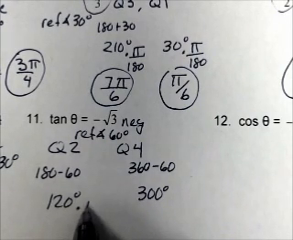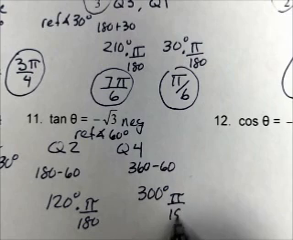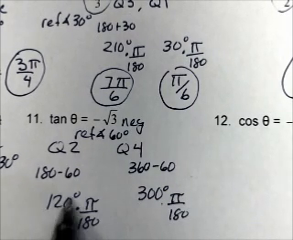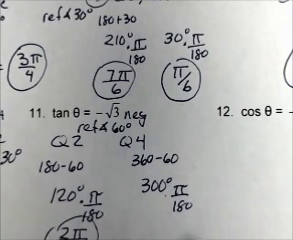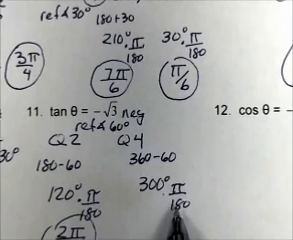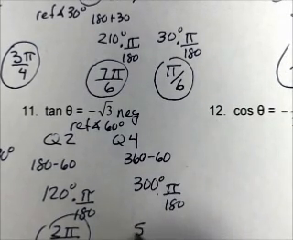So now we convert to radian measure by multiplying by pi over 180. Dividing by 60, 2 and 3, so 2 pi over 3. Dividing by 60 here as well, 5 pi over 3.